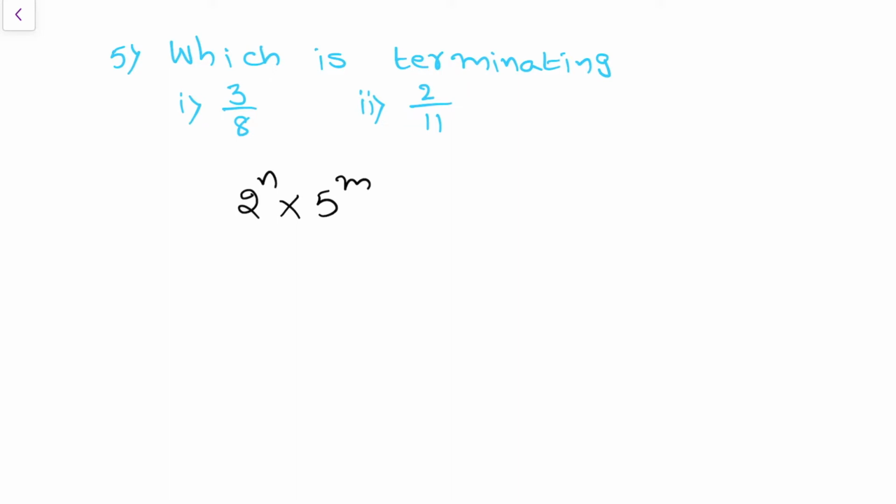So what exactly does this 2 power n into 5 power m mean? In simple words, the denominator should have only the number 2, whatever the power may be, or else only the number 5, whatever the power may be, or 2 and 5 both. If the denominator contains 2 or 5 or 2 and 5, then that kind of number has a terminating decimal, otherwise a non-terminating repeating type of decimal. In this case, we won't worry about the numerator at all, and we won't worry about the powers.